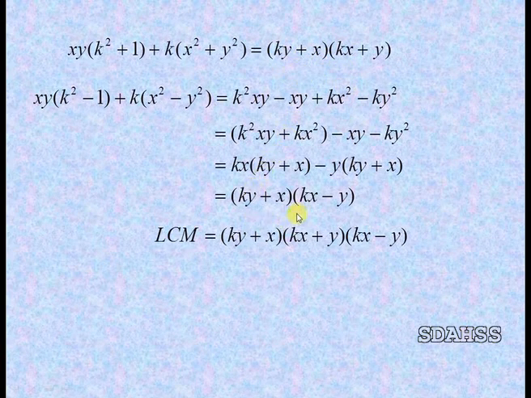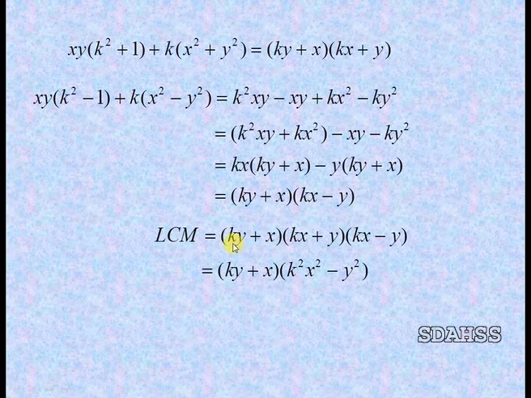Here the common factor is ky plus x, and the remaining factors are kx plus y and kx minus y. Then you keep ky plus x as it is.